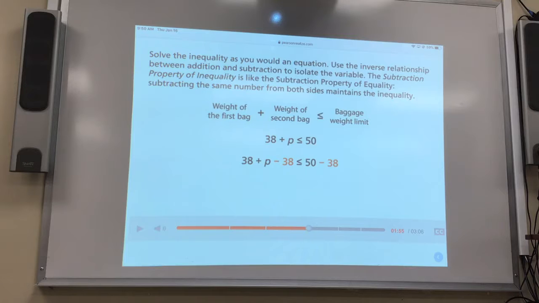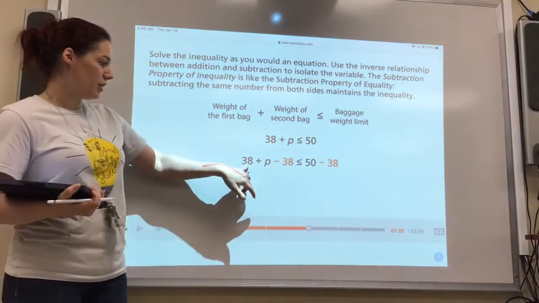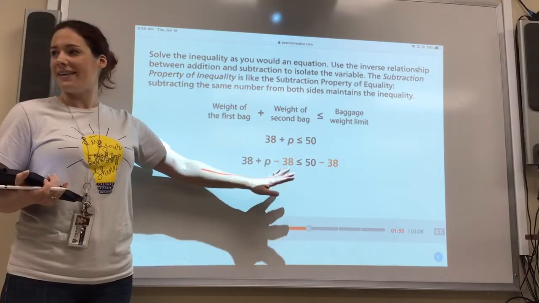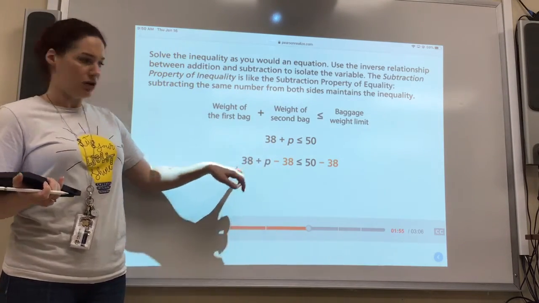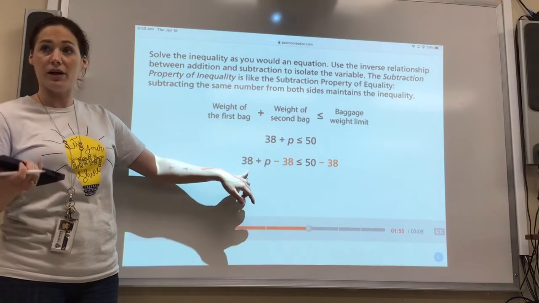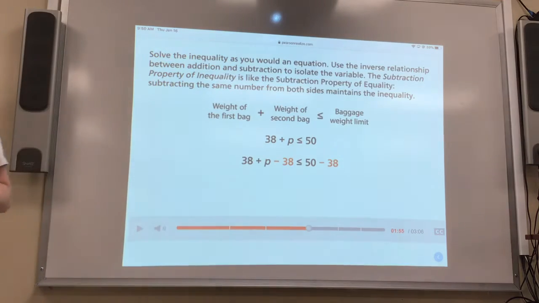Okay, how come they subtract 38? Sam? Because the weight is positive. Yeah, there's a positive 38 here and they want to get rid of it, so they subtract 38. They show it a little differently than we're used to. Usually we put minus 38 down below it, but it's the same thing. The solution is P is less than or equal to 12.